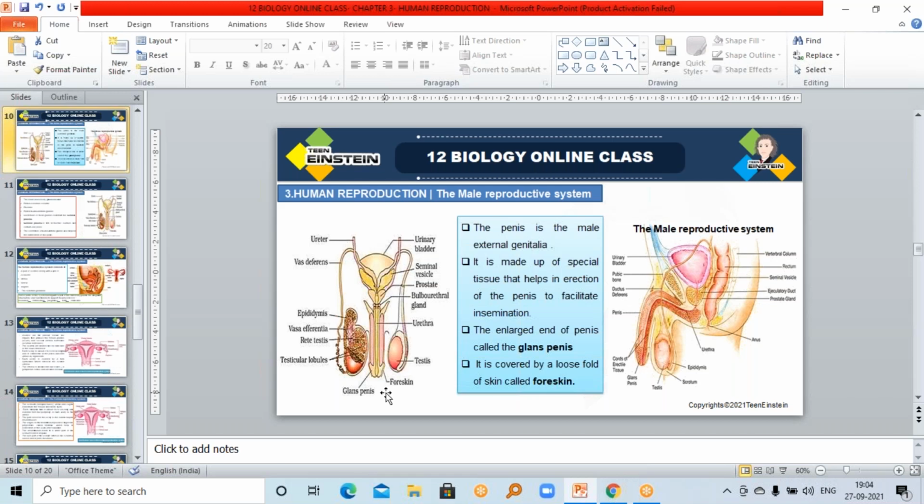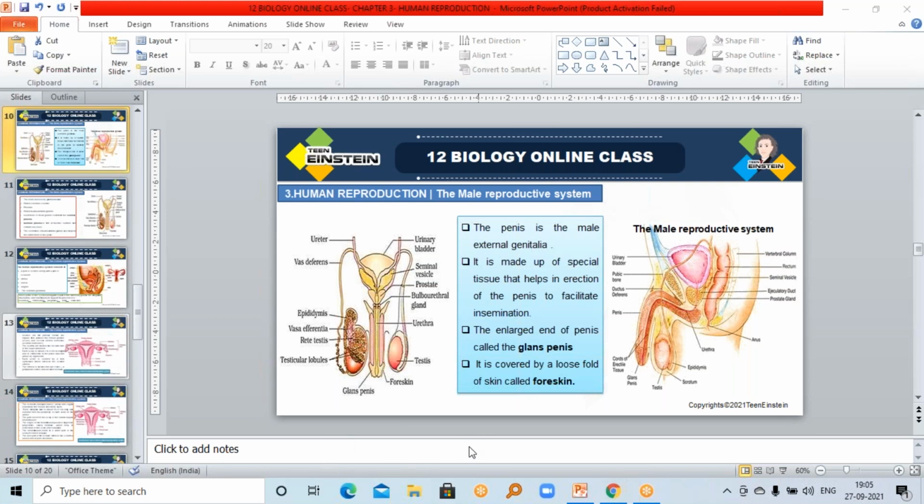The penis consists of three cylindrical masses of erectile tissues. No need to go into detail, but these are the main questions in previous NEET exams. The glans penis is formed by the ventral tissue among these three tissues.